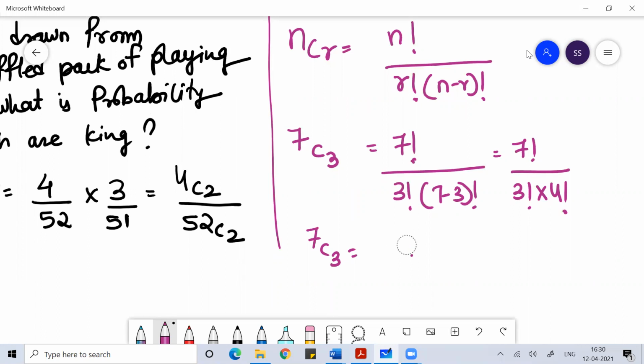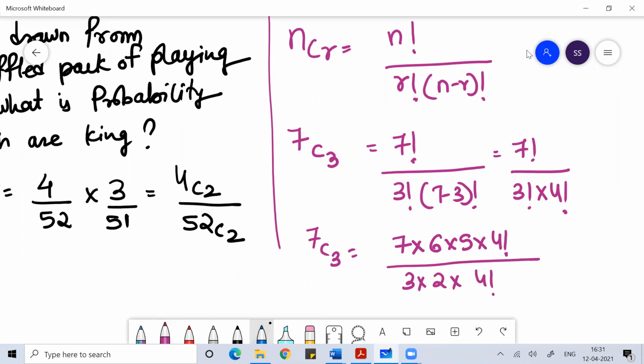That 7 factorial I can split further. I believe you know n factorial means n into n minus 1 into n minus 2 into n minus 3, till 1. So 7 factorial I can write as 7 into 6 into 5 into 4 factorial. In the denominator you have 4 factorial, so 4 factorial will get cancelled. 3 2s are 6, this 6 gets cancelled, and this will give you the answer 35. So I hope you are getting the concept of NCR and very easily you can solve the problem.